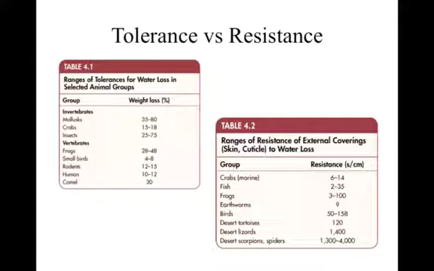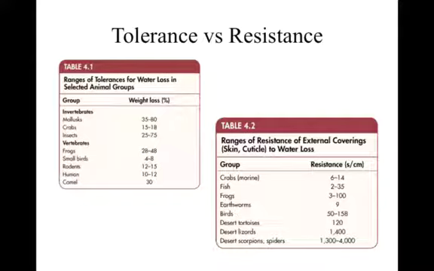Not surprisingly, some of the organisms with the absolute highest resistances to water loss are your desert organisms. The best are your desert arthropods, like your spiders and scorpions. Your reptiles are sort of second best, some of your lizards and tortoises.